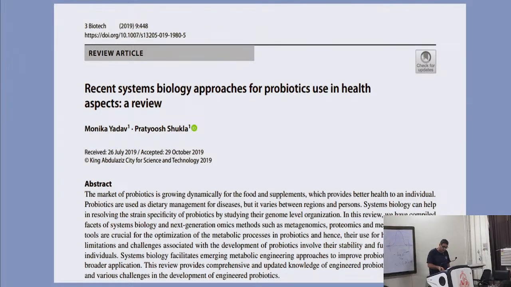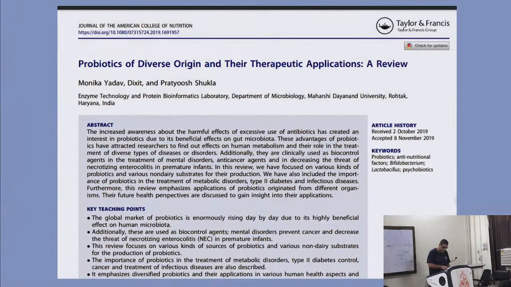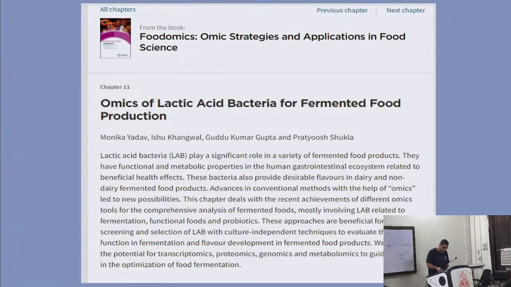And then systems biology tools which can be used in this, and then probiotics of diverse origin and their therapeutic applications. For those who are working in the probiotic area, see how these tools can be used for various therapeutic applications. Foodomics is a new area, so we contributed to this chapter. So we talk about omics tools, foodomics.